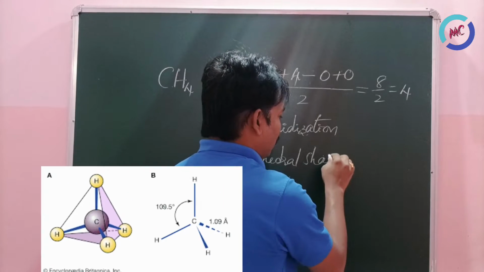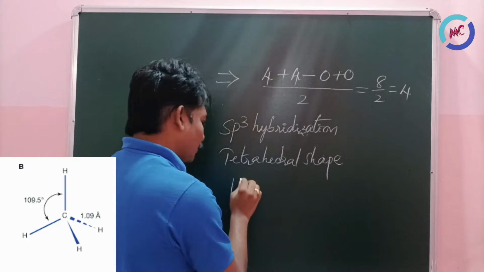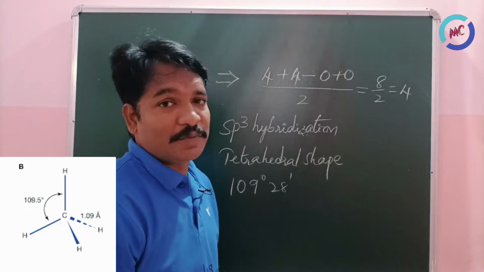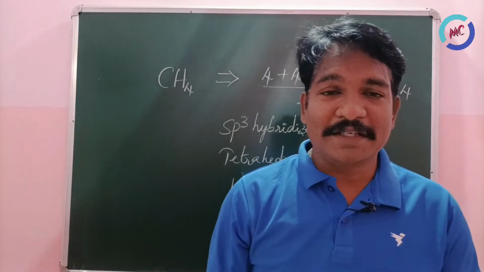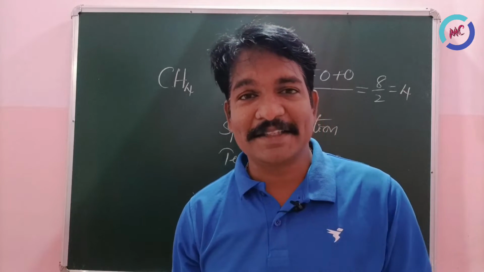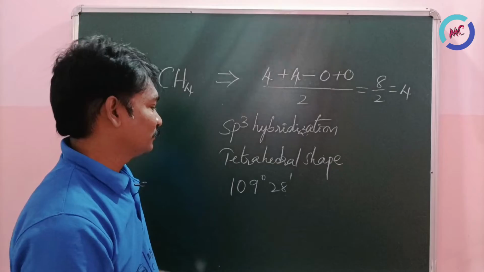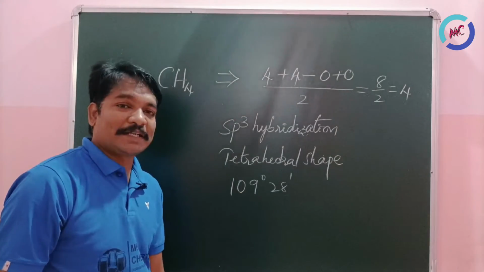Tetrahedral shape, and bond angle is 109 degrees 28 minutes. Why did minutes come here? 1 degree is equal to 60 minutes. 109 degrees 28 minutes.